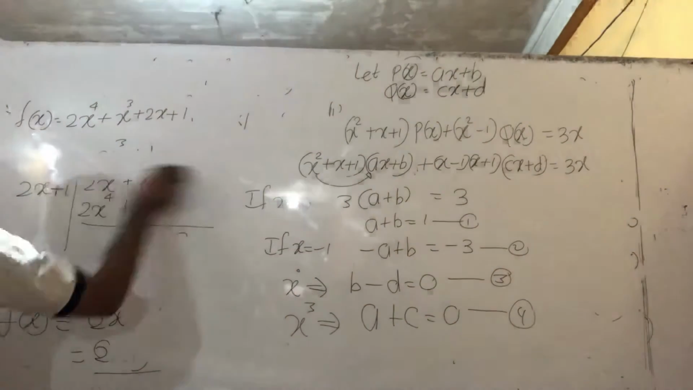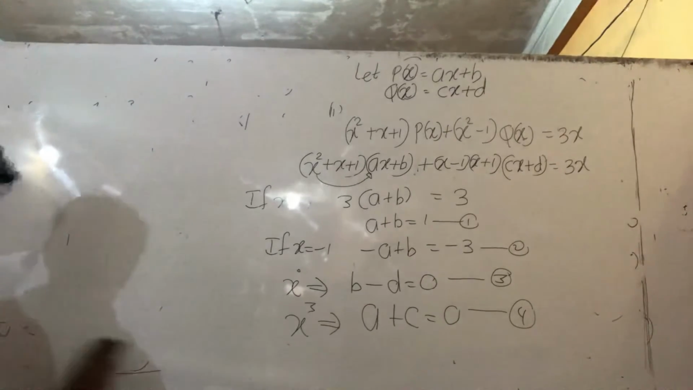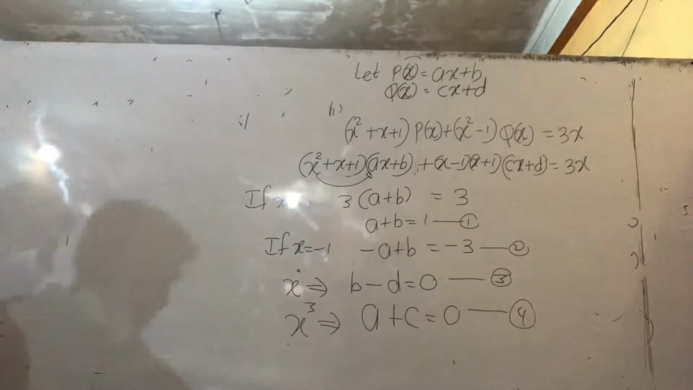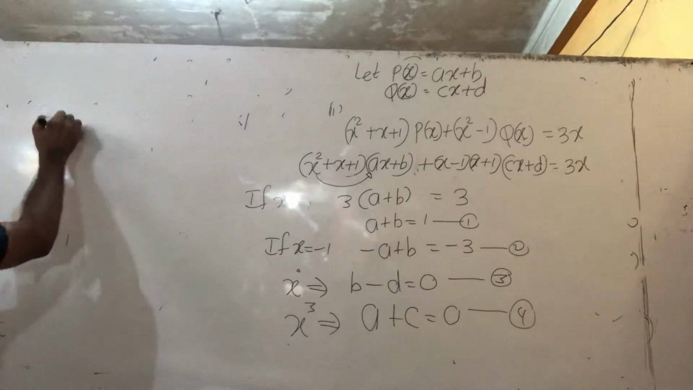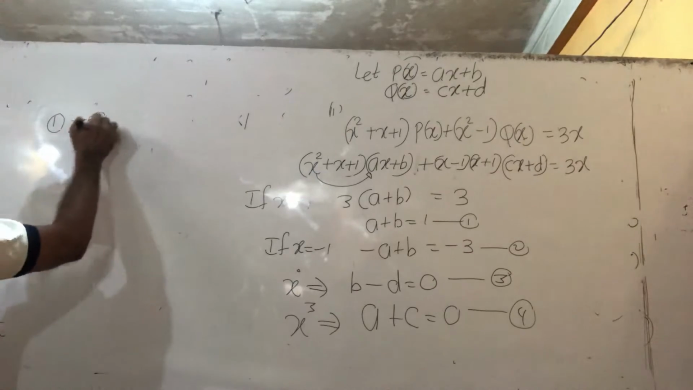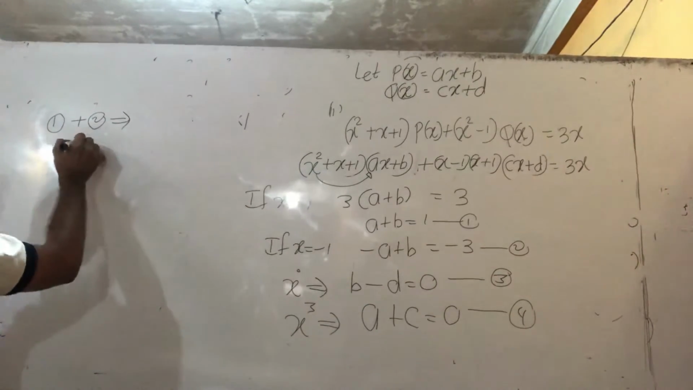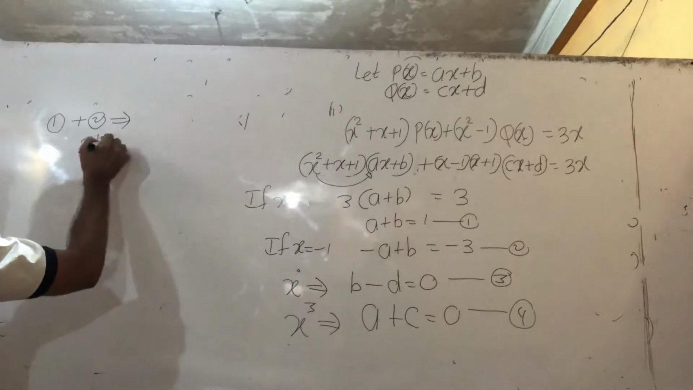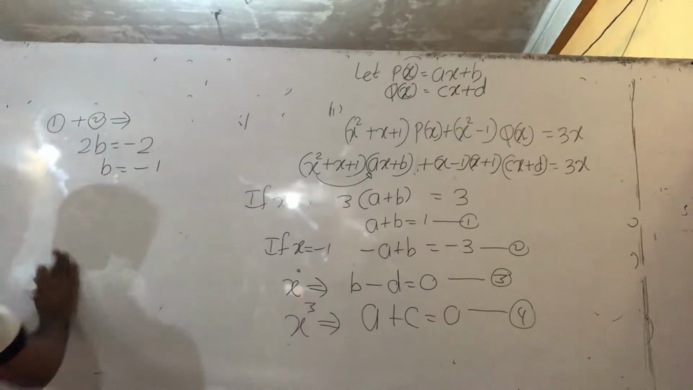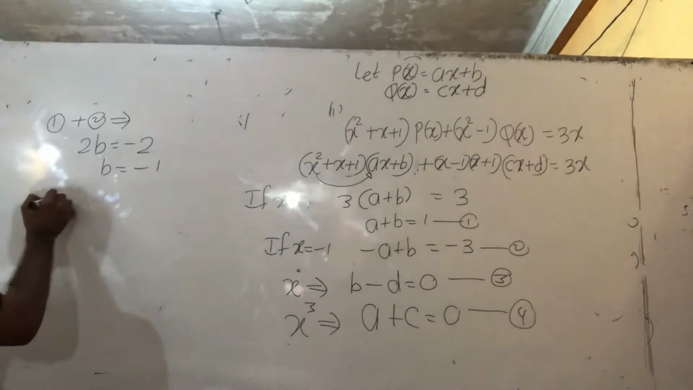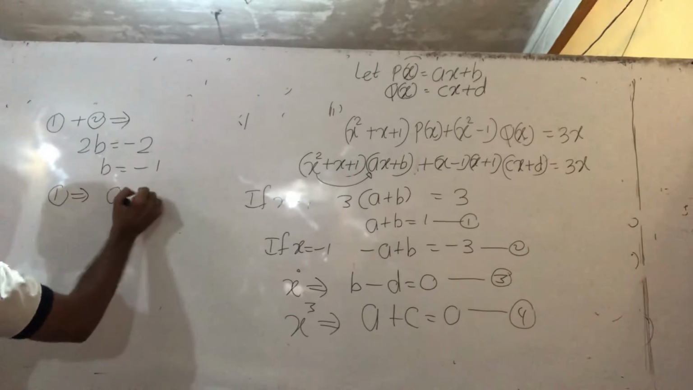Take the 1 and 2, complete the grade 9 simultaneous equation type, okay? Add the 1 and 2. So what happened? A cancels, 2b equal minus 2. So b is minus 1, okay? So from the first equation, b is minus 1, a is 2, check value.